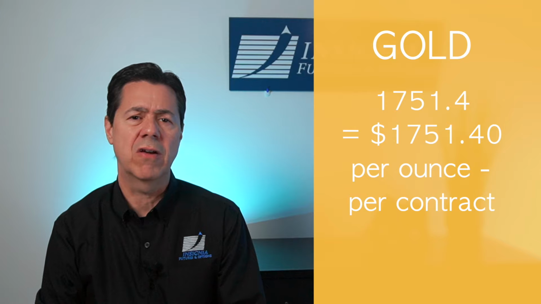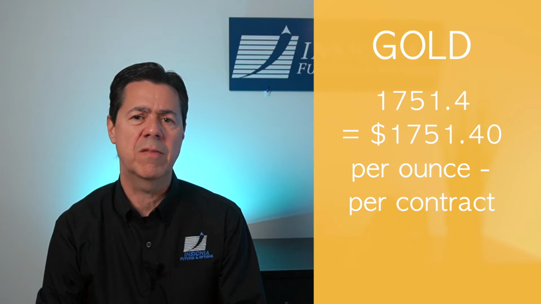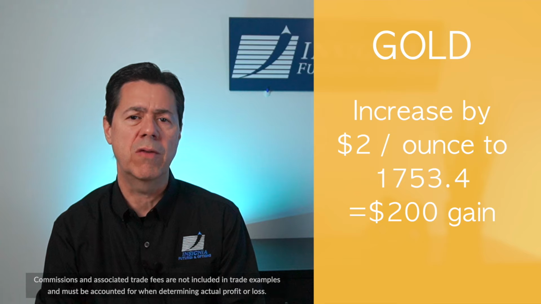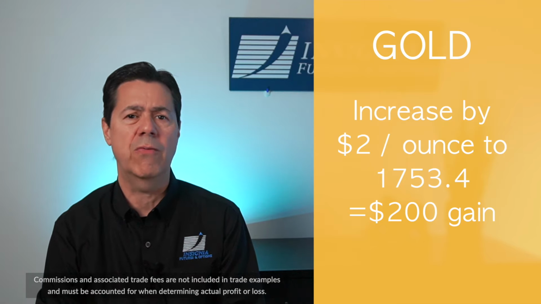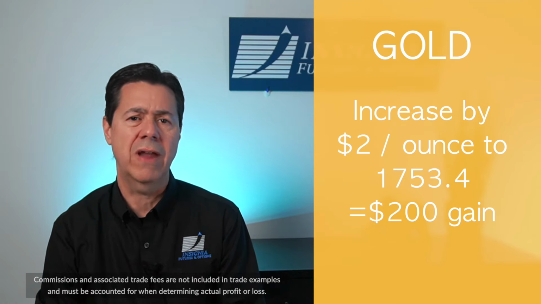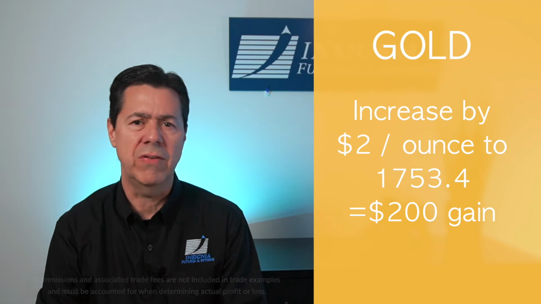Let's look at a few examples. For a futures contract like gold, the pricing is very straightforward. A price quote of 1751.4 means that gold futures are trading at $1,751.40 per ounce per contract. If gold futures prices were to increase by $2 per ounce and went from 1751.4 to 1753.4, that would be a $200 gain, excluding commissions and trade fees.